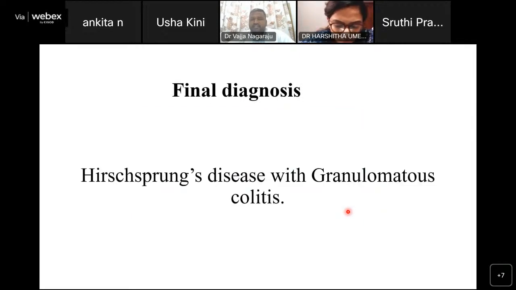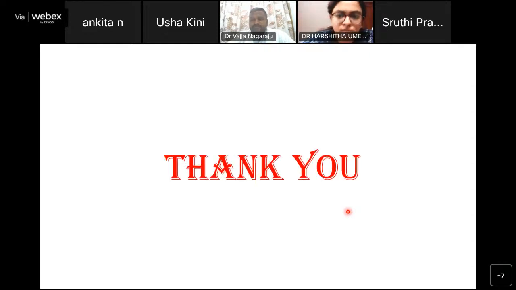My final diagnosis, based on the points favoring it, is Hirschsprung disease with granulomatous colitis, and further I'll go with IHC, that is acetylcholinesterase, along with calretinine expression.